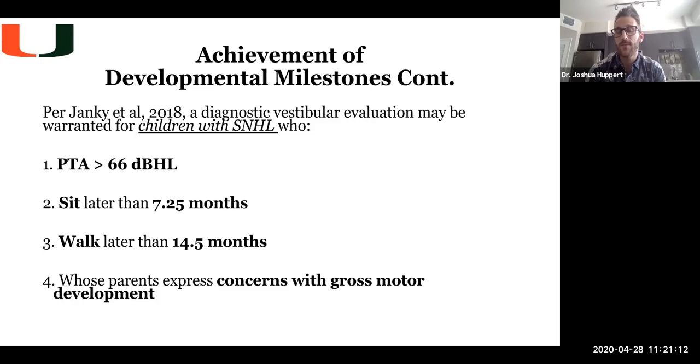And having checked all of these or a few of these boxes may further warrant a more in-depth evaluation or in-depth screening approach to really tease out whether or not that balance function is doing what we expect it to.